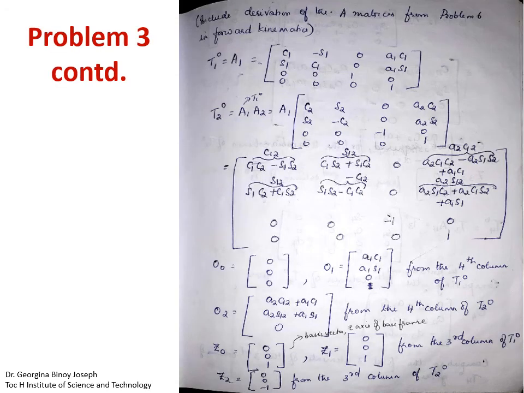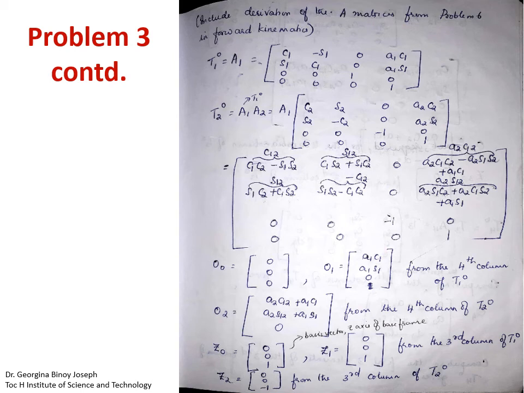Since the SCARA derivation is a little more compact, I'll continue it here for clarity's sake. From our forward kinematics derivations in module 4, we've got T10 equal to this, T20 equal to this. O0 is 0, 0, 0 in the base frame, and Z0 is 0, 0, 1. Now O1 we take from T10, so this is your O1: A1C1, A1S1, 0.